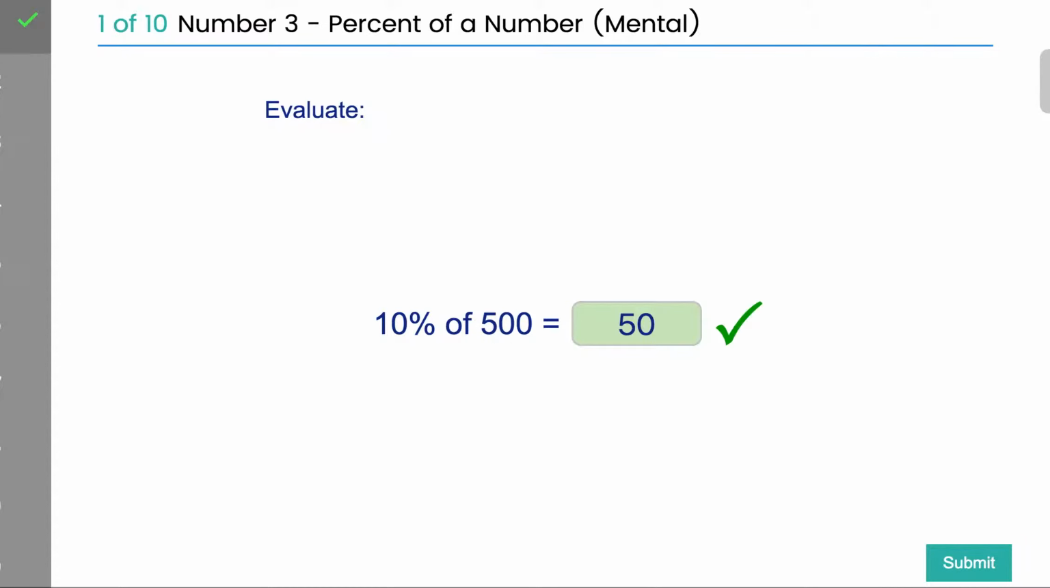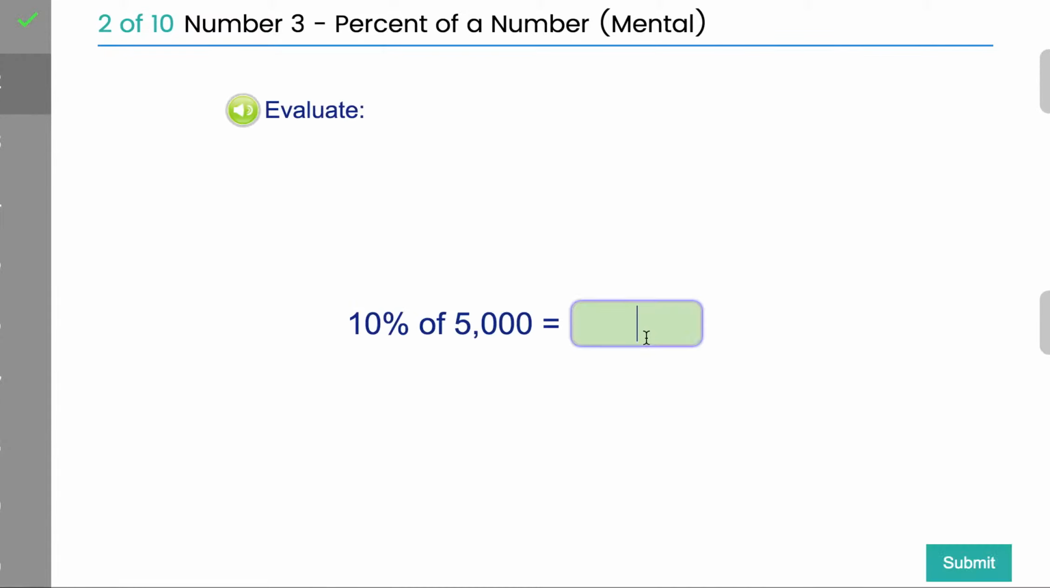Okay, that one's easy. We're going to keep that 10% idea for lots of these questions. 10% of 5,000, move the decimal point, becomes 500. Another easy one.